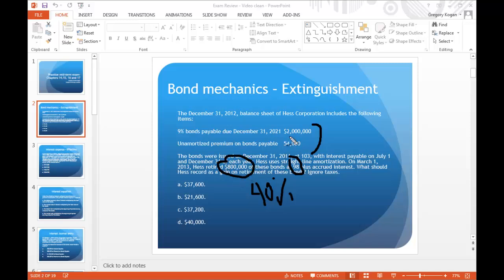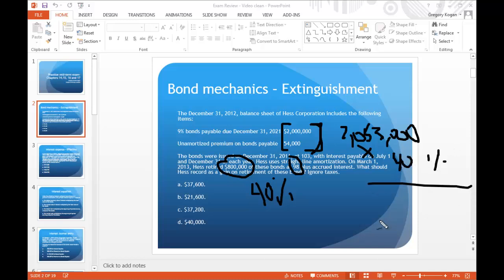Now the question is, what is the carrying value of the bond at the time of this acquisition? And then we learned that that's going to be 2,053,000 because we amortize a piece of it. And we multiply this by 40%. And the result that we get, we just compare to the product of this. So at the end we get 37,200.